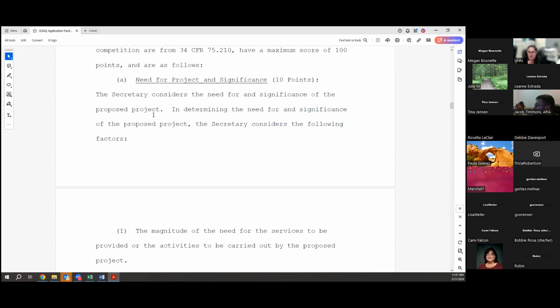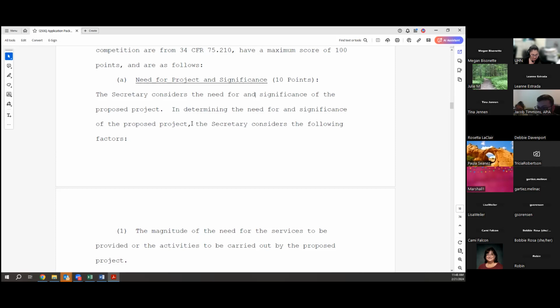Although it's 10%, a lot of your other sections flow from the need and significance of the project. And so the last thing you want to do on this section is kind of phone it in and say, oh, it's only worth 10 points. I can give away, or we'll focus on the areas that have higher points. The problem lies in that all of your other sections build upon the need and significance you've identified here.